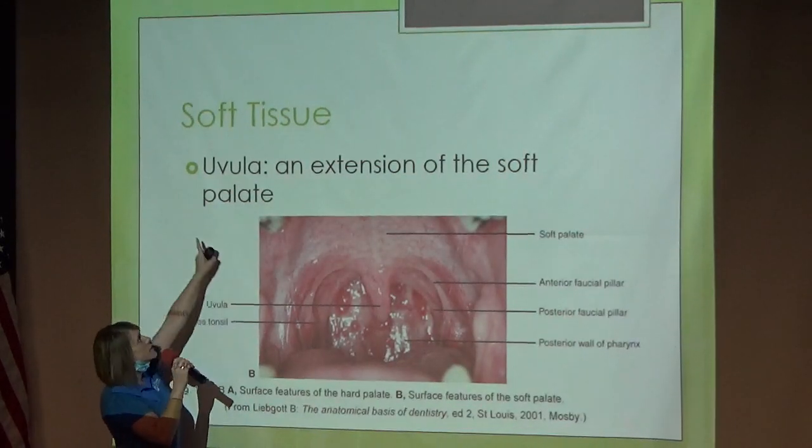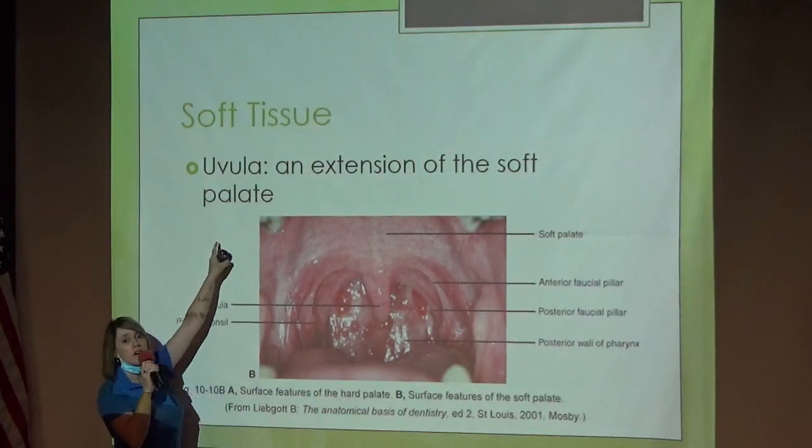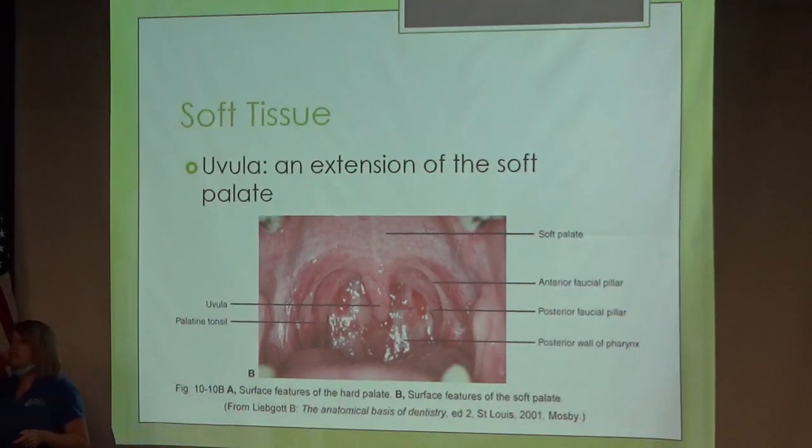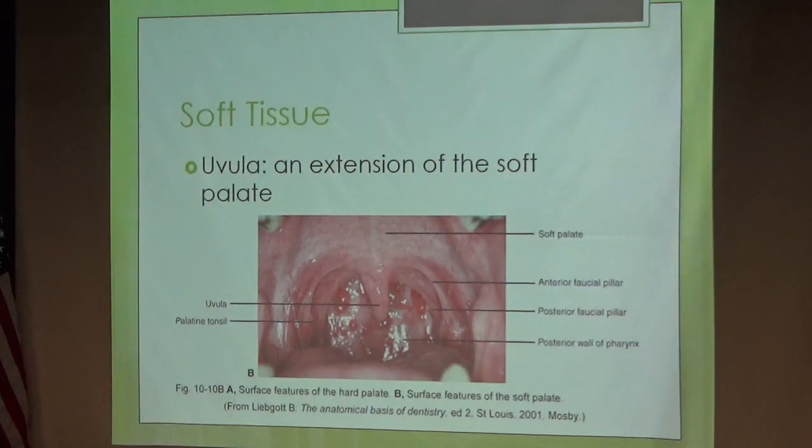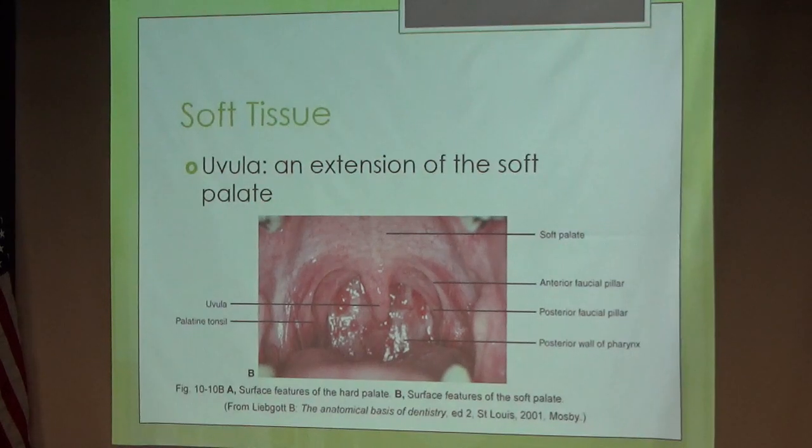But I want to talk about our next soft tissue, which is the uvula. If you didn't know the official name for the little hanging down thing in the back of your throat, you now know it today. It is referred to as your uvula. So what is this uvula? It's an extension of the soft palate.